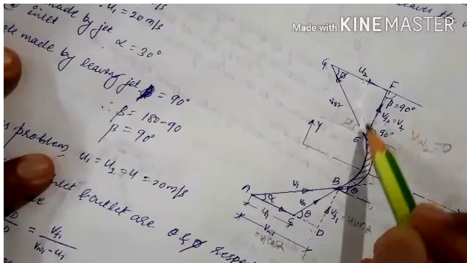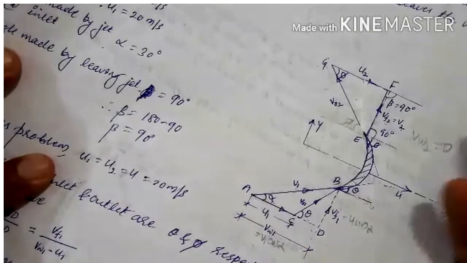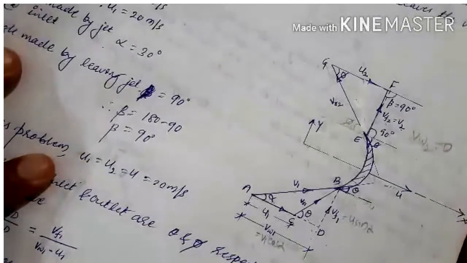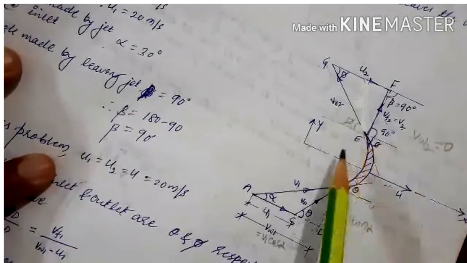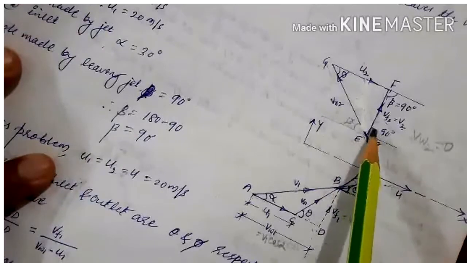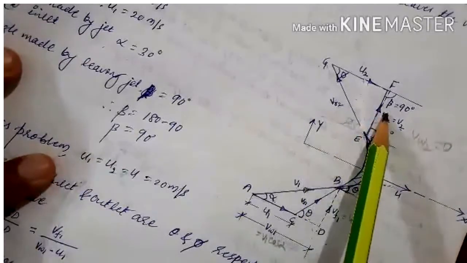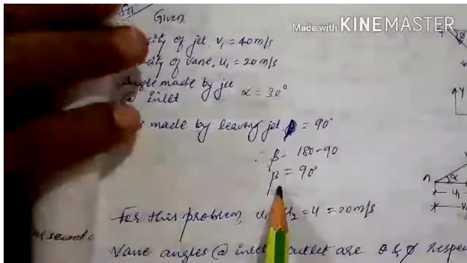how the jet is leaving the vane, whether by making an angle of 90 degree or less than 90 degree or more than 90 degree, that you have to identify first. Based on that, you have to draw the outlet velocity triangle. In this case, the jet is leaving by making an angle of 90 degree. Hence, beta also becomes 90 degree. So here, the beta angle is 90 degree.